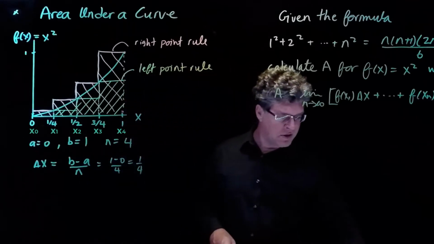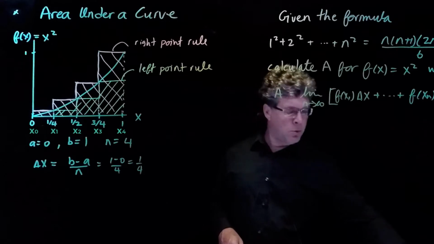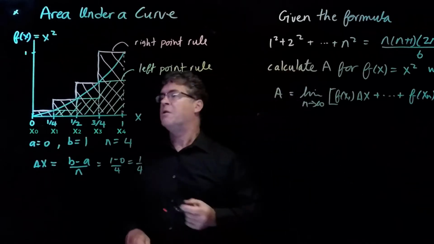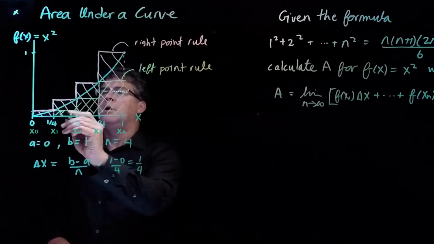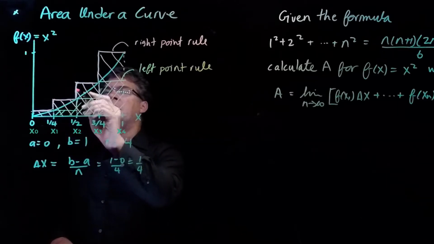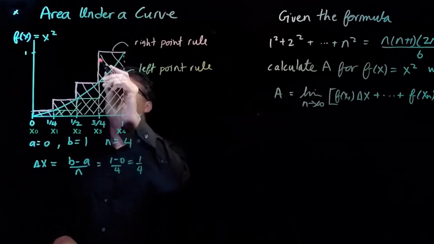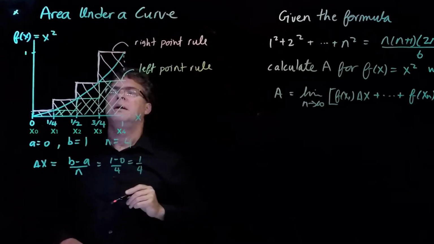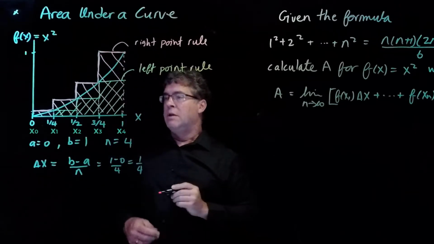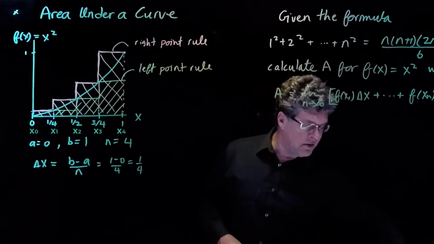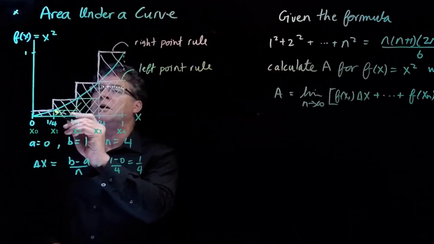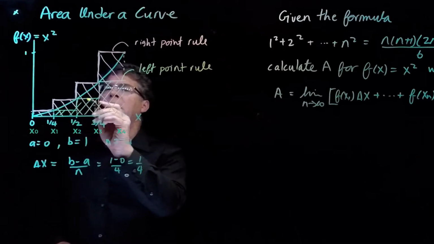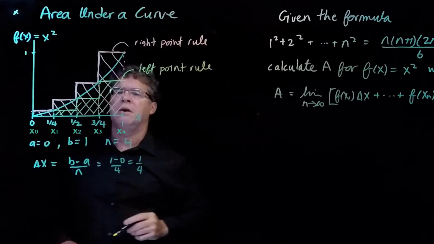If we're interested in the area, there's a couple of different ways we can do it. The first way is using what's called the right point rule, using this region right here that I'm outlining to approximate the area. The other way is to use the left point rule and use the region I'm showing right here with the yellow pen to approximate the area.